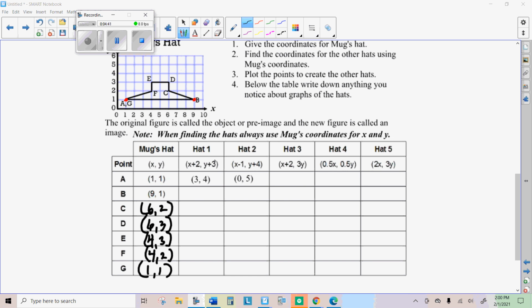All right, now we're going to change the hats, and we're going to draw the new hat. So the first thing we're going to do is we're going to add 2, and we want to analyze what we notice about the changes on the graph when we do this. So this first one here, we're going to add 2 to the x and add 3 to the y. So 1 plus 2 is 3, 1 plus 3 is 4, 9 plus 2 is 11, 1 plus 3 is 4, 6 plus 2 is 8, 2 plus 3 is 5. Go ahead and finish writing in those.